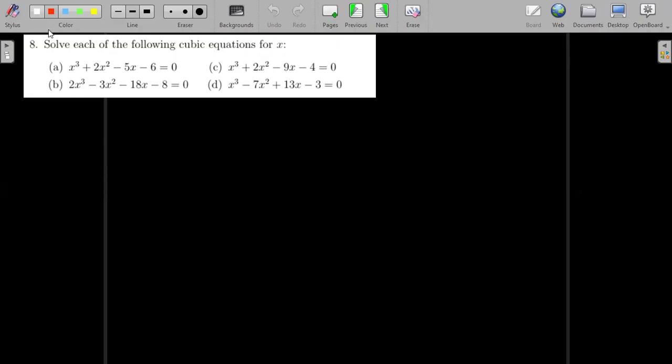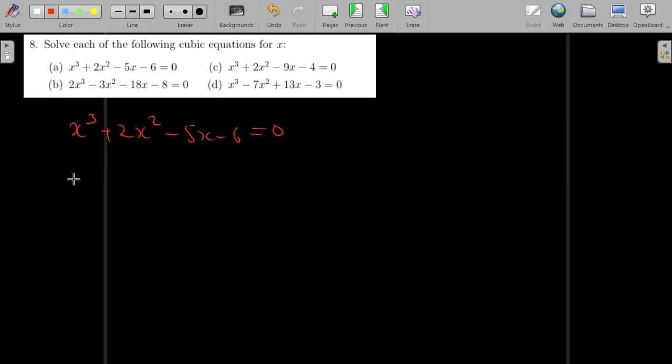So now the question says solve each of the following cubic equations for x. For A, we've been given x cubed plus 2x squared minus 5x minus 6, and this is equal to 0, and we're told to solve this cubic equation. So what are we going to do? First of all, we'll use the rational root theorem in order to find possible roots.